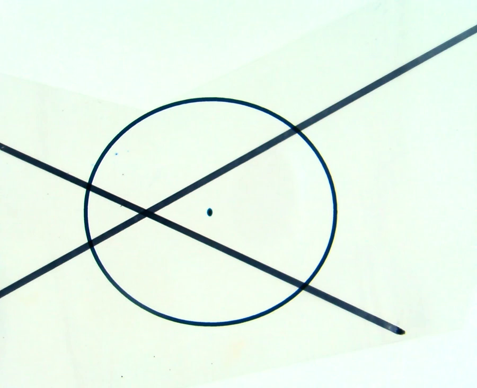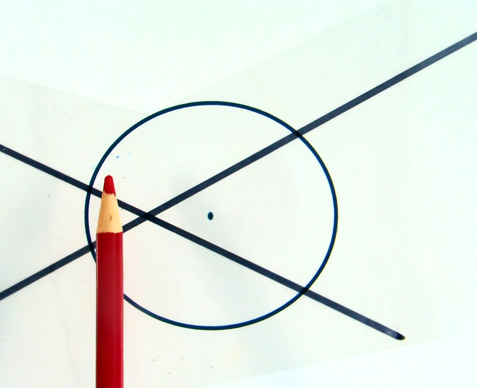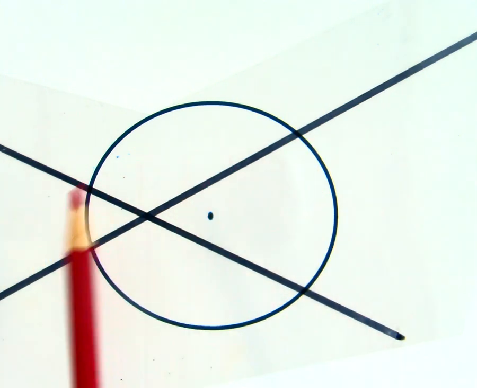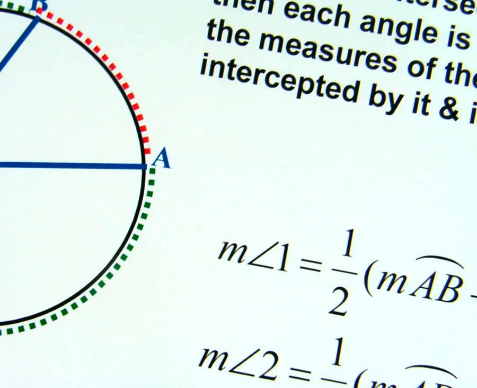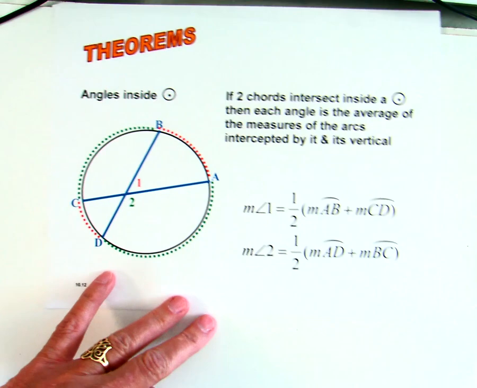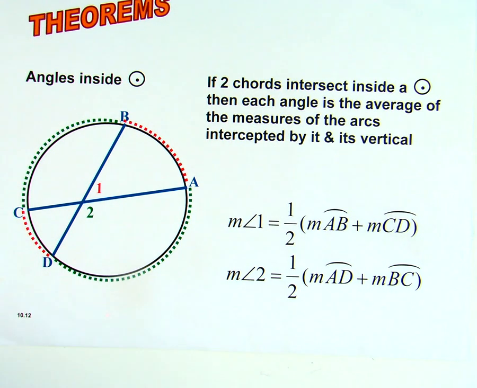Okay. So again, because it's round, with an intersection inside the circle, we can always add the two arcs, divide by 2, average the two arcs, and we will get the angle measure. And that's a theorem. Who'd have thunk it? I know you're surprised. Here we go. Go ahead and write down the theorem. Pause it till you get it written down. Then we're going to start on another thing here.